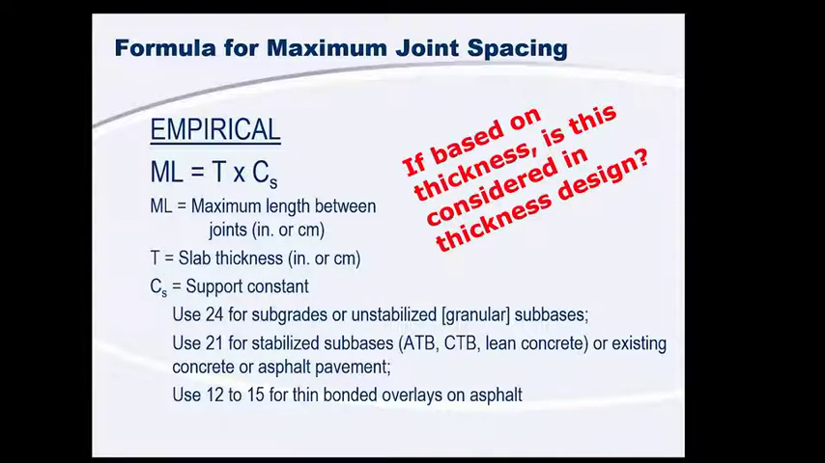And if you have a subgrade or an unstabilized granular subbase, you're going to have a higher support constant than if you used a stabilized subbase like an asphalt-treated base or cement-treated base, lean concrete, or anything like that. It's going to be more rigid, and so that support constant is going to go down, so your maximum joint spacing is going to go down.